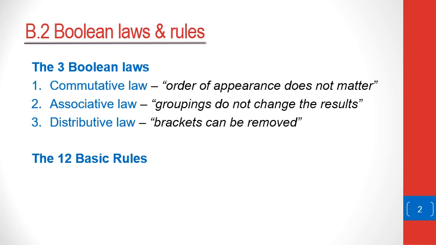Boolean algebra is based on 3 laws plus 12 rules. We have the 3 laws: the commutative law, which talks about the order of the variables; the associative law, which talks about the grouping of the variables; and the distributive law, which talks about the use of brackets. For all intents and purposes, these laws are already intuitive to a lot of you because you already know algebra. Similar laws apply in the normal algebra that you learned in high school. On top of the laws, there are the 12 rules, most of which would also be intuitive.